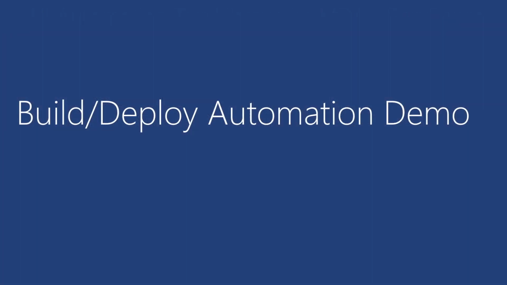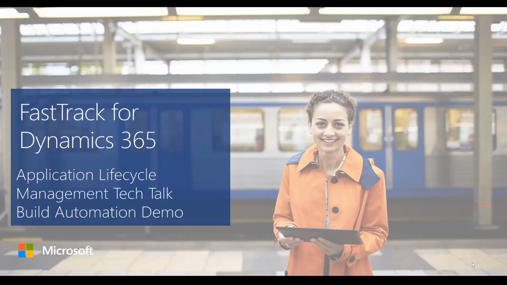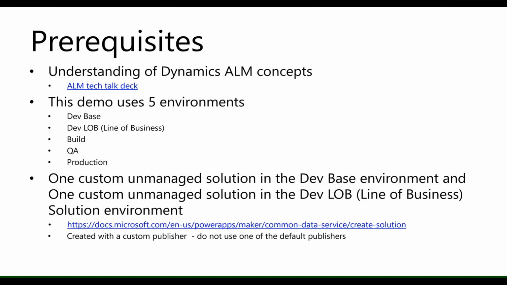Now let's take a look at our automation demo using the Power Apps build tools and Azure DevOps for deployment automation. This is the fast track for Dynamics 365 Application Lifecycle Management TechTalk Build Automation Demo. The prerequisites for this deck are understanding the Dynamics ALM concepts as part of the ALM TechTalk. This demo also uses 5 environments: a base solution development, a line of business development org, a build org, a QA org, and a production org.